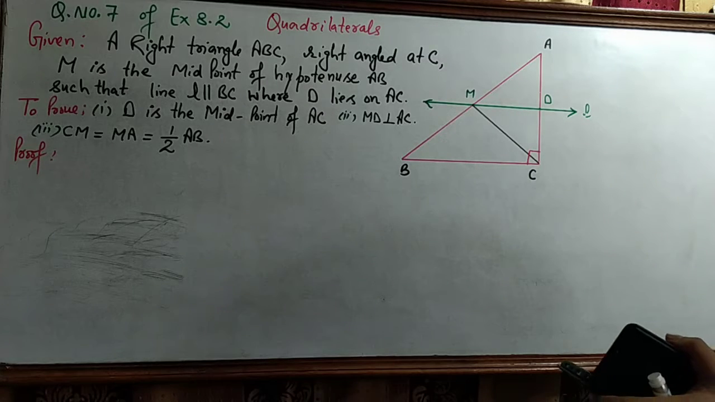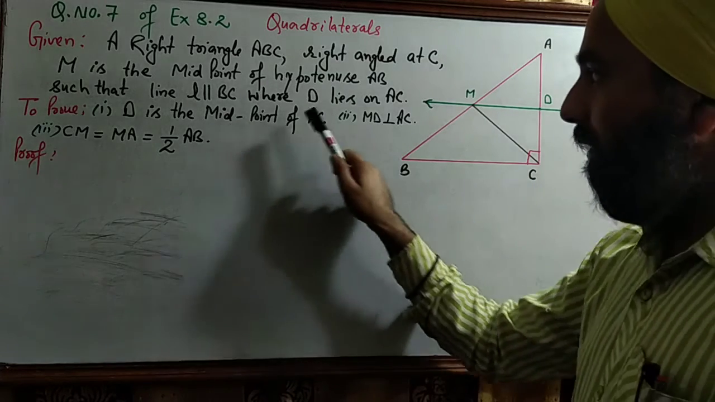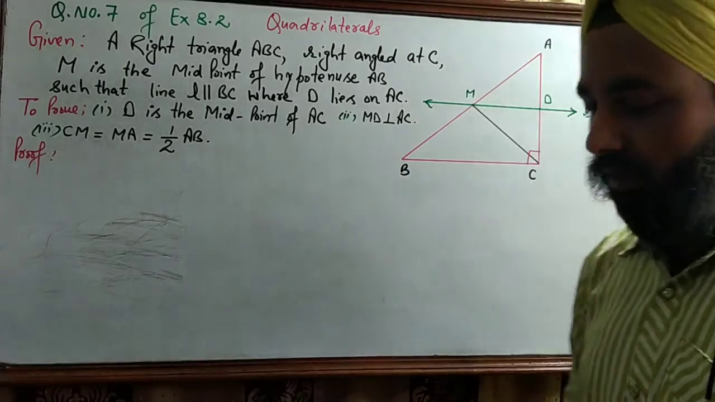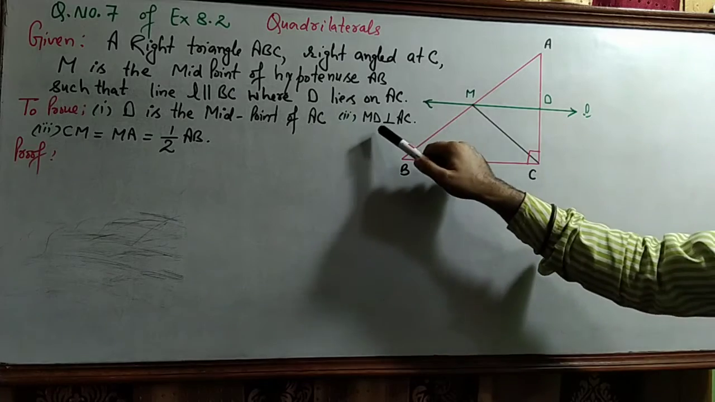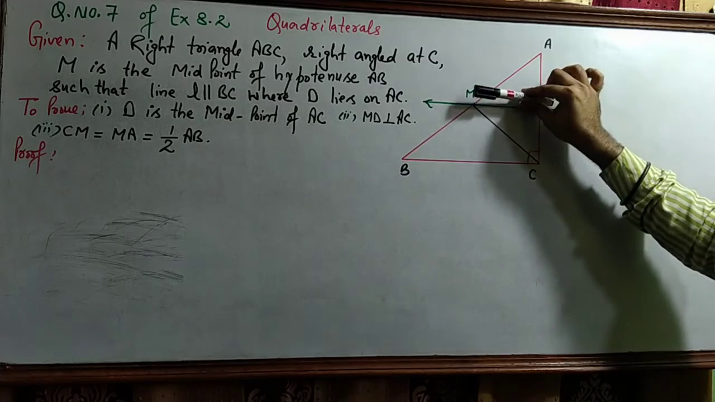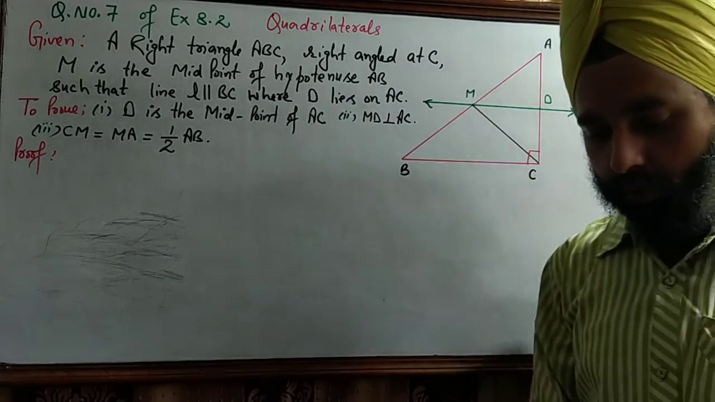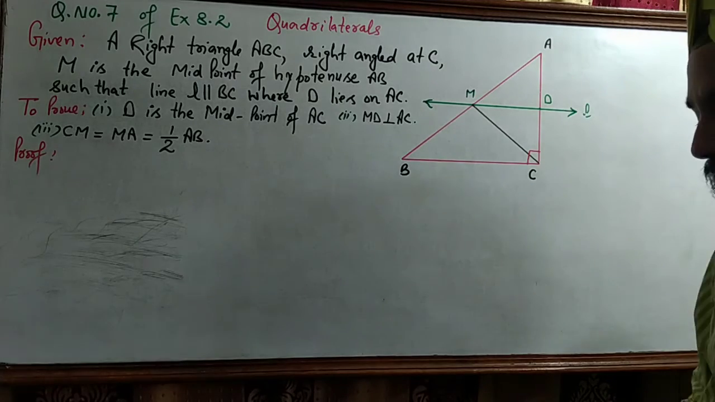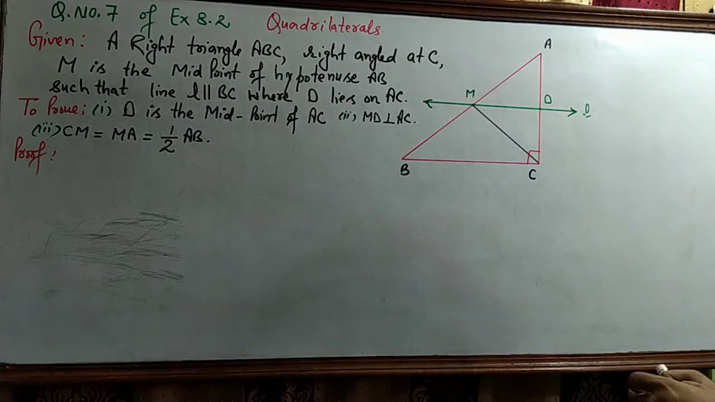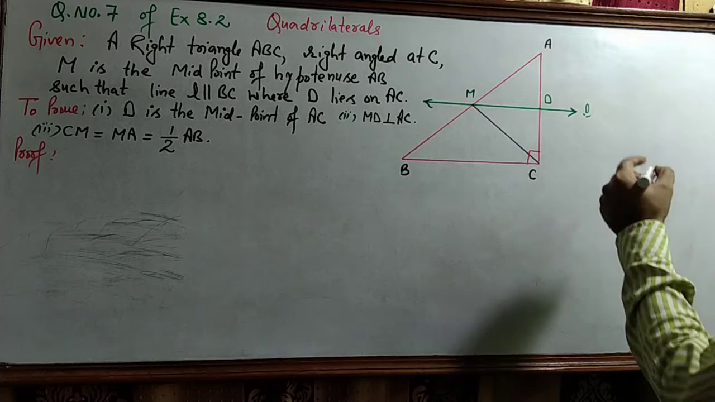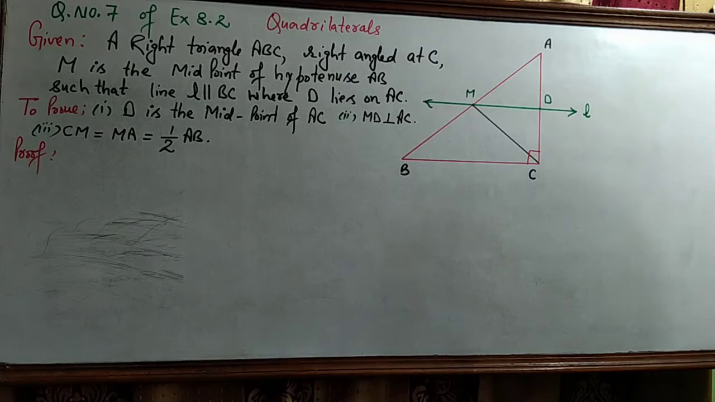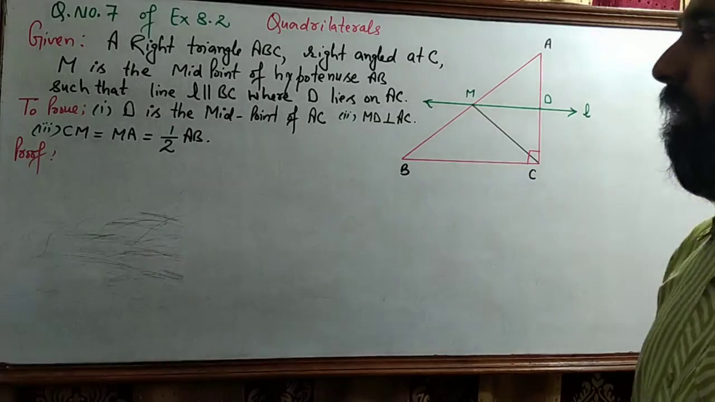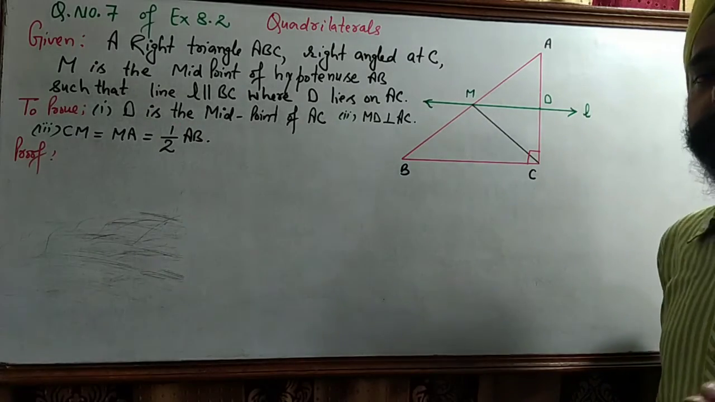After that, three important parts are here to prove. First one is D is the midpoint of AC. We have to prove D is the midpoint of AC. Second one, MD is perpendicular to AC, and the third one is this one. So we will prove them one by one. Firstly, we have triangle ABC right angled at C. Now the first part is we need to prove D is the midpoint of AC.